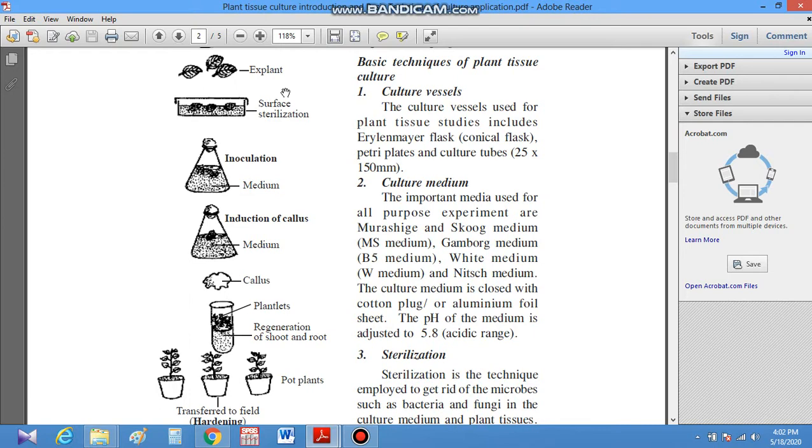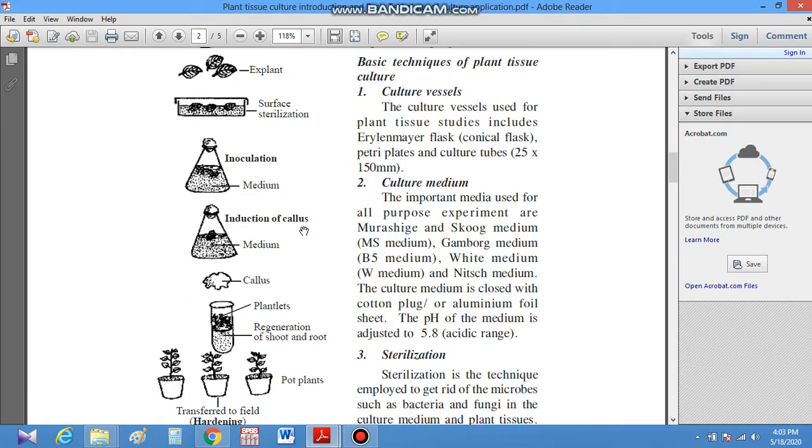After that we transfer, or inoculate. After surface sterilization, as we can see in the diagram, the explant is transferred into the medium in the flask. This step is called inoculation. Inoculation means transfer of the explant to the medium under aseptic conditions. This is done in the laminar airflow. After that, induction of cells takes place in the medium.